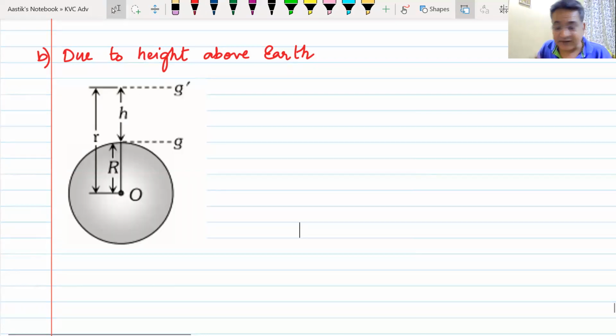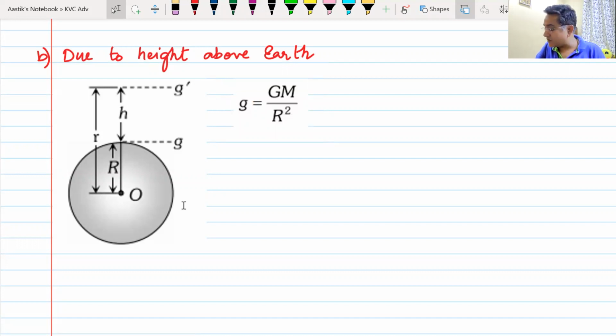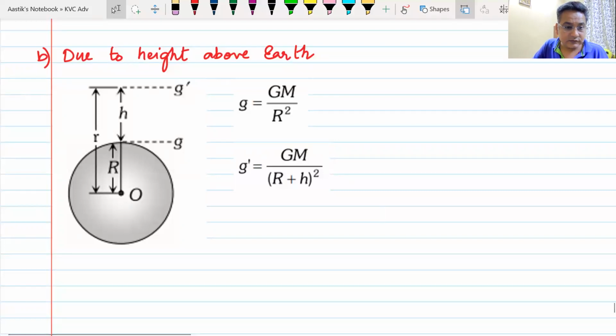Don't forget this. So if you move at a height h on the surface, the value of G is written as G dash. Now it is very easy to understand that your original G is GM by r square. Yes or no? But when you get to a height, your G becomes G dash. What will be the value of G dash? So your G dash will become GM by (r plus h) the whole square. Yes or no?